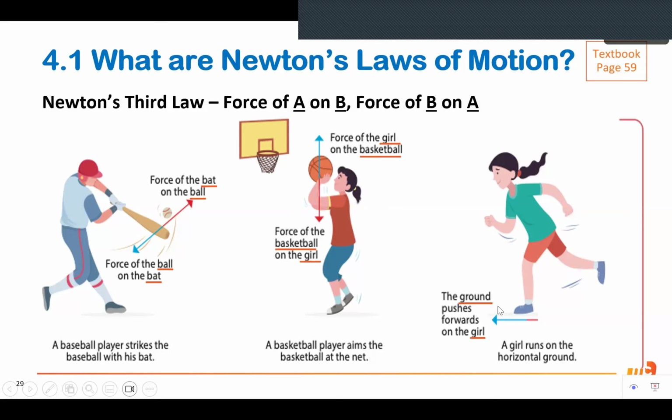And next, in order to move forward, in order to run forward, the ground is actually pushing the girl forward. So the two objects are the ground and the girl's feet. And similarly, the reaction pair will be the girl pushing on the ground. The girl is pushing on the ground backwards. So these are action-reaction pairs.